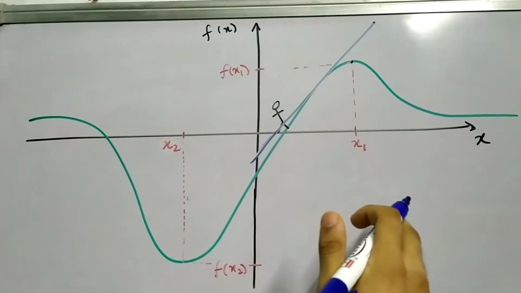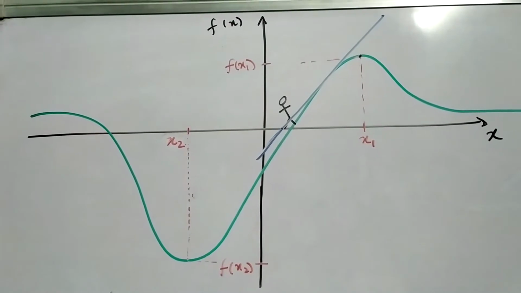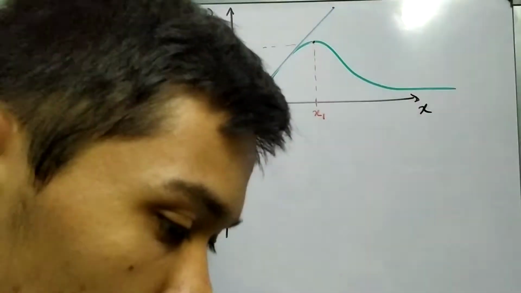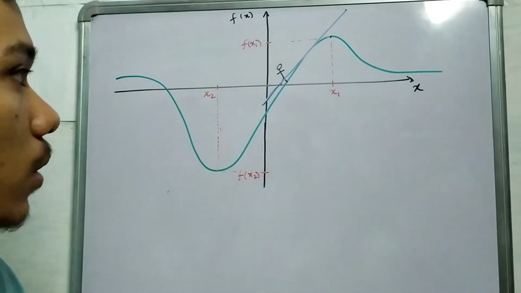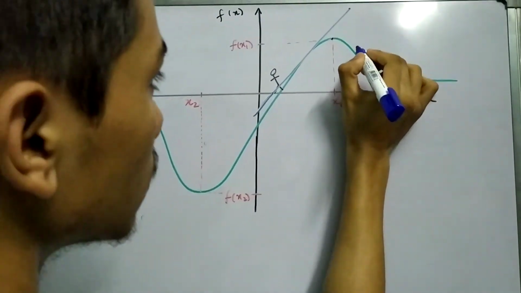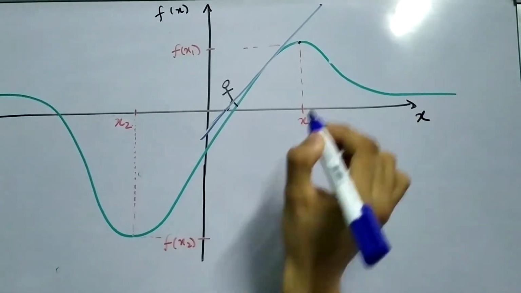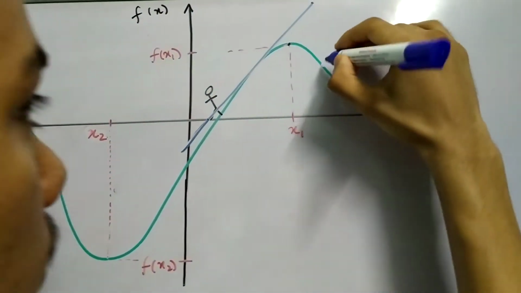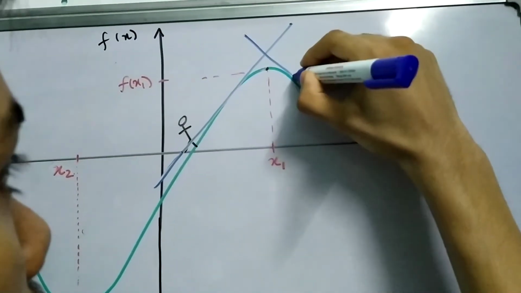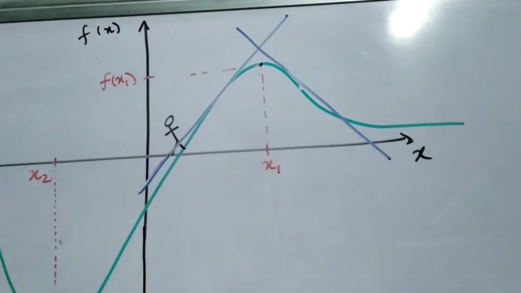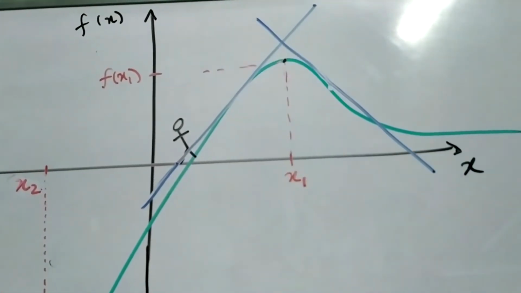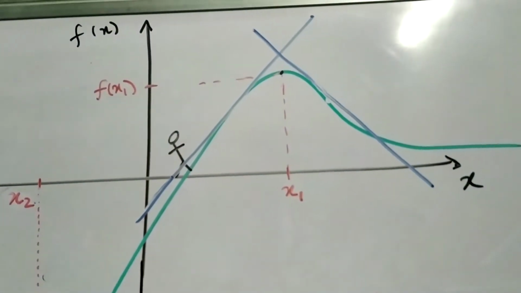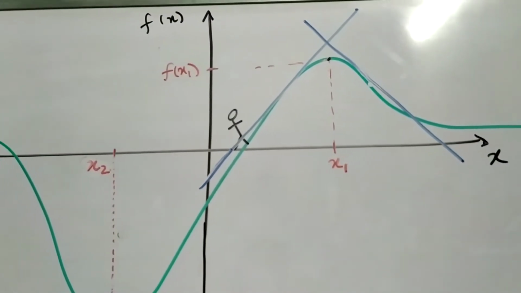Now what happens after x1? Well, after x1, you see, it's steep, it's going downward. So from this point, your slope is negative. Which means, in this direction the line has positive slope, and in this direction the line has negative slope. And now your slope also changes gradually.